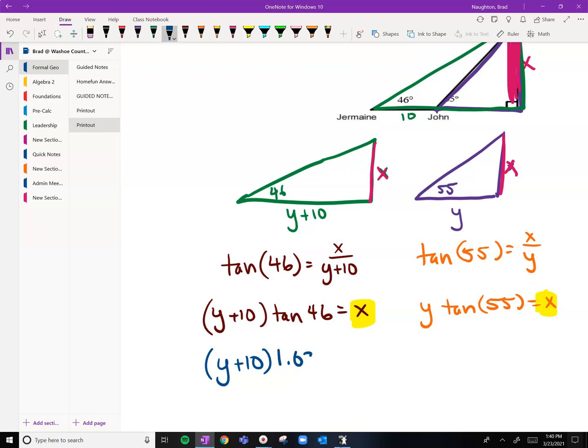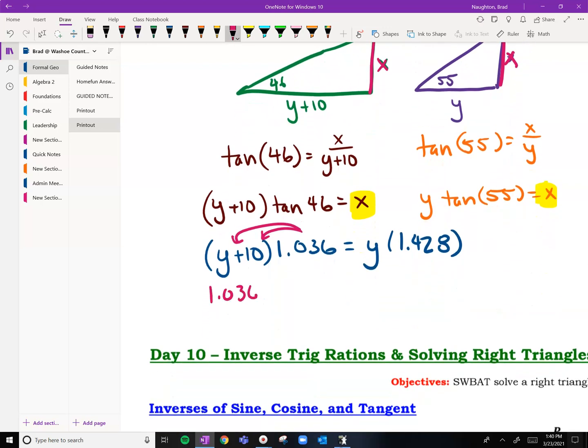So this is going to be 1.036 is equal to Y times the tangent of 55, which is going to be 1.428. So now with the decimals with the tangents out there, it looks a little bit more doable. We'll distribute. So I'm going to get 1.036y plus 10.36 is equal to 1.428y.